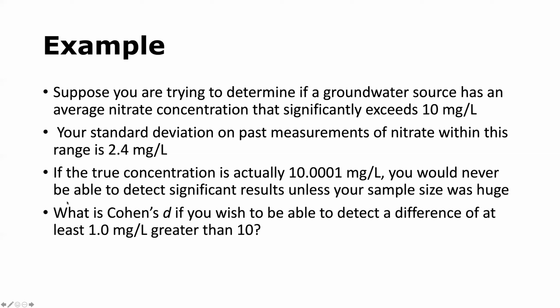So let's try to figure out what that would be. So if our threshold of what we want to detect is at least 1 milligram per liter greater than 10, what is the Cohen's d value? How do we find that?